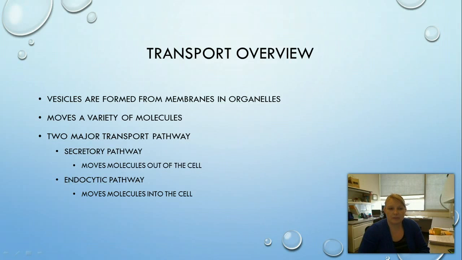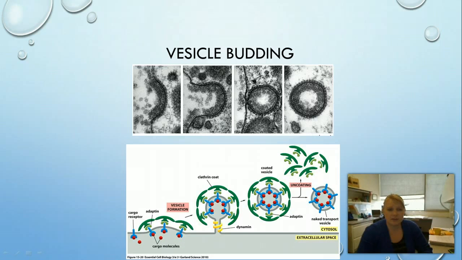So vesicles are formed from membranes and organelles. We talked about this before when we were in chapter 11, when we were talking about the formation of membranes. And they are essentially little sacs, and they can contain a variety of molecules. And there's two main pathways that use these vesicles. There's the secretory pathway, which moves molecules out of the cell, and there's the endocytic pathway, which moves molecules into the cell. Sometimes you'll hear the secretory pathway listed as the exocytic pathway, but for our case, we're going to use the term secretory.